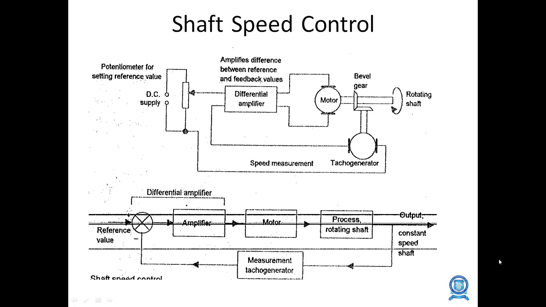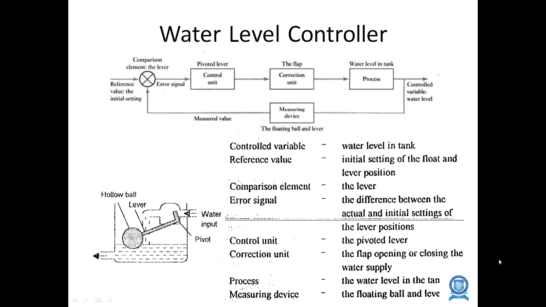So this is a closed loop system in which the reference value and the amplifier is connected with the differential amplifier. The signal is sent to a motor and the signal is processed, and the shaft is rotated and the output is taken. The output value is sent back to a measurement tacho generator which shows the speed, and this value is sent to the differential amplifier.